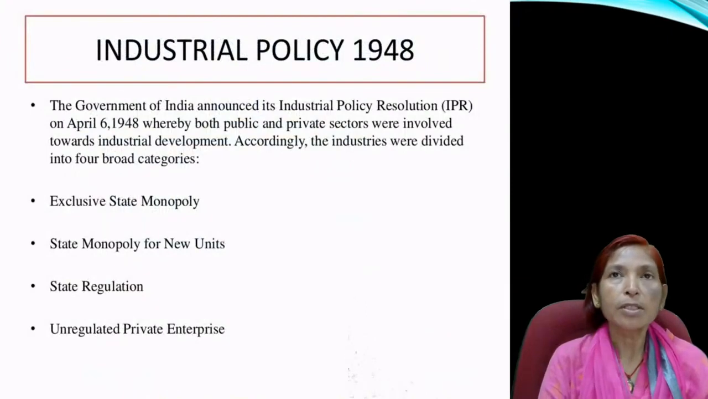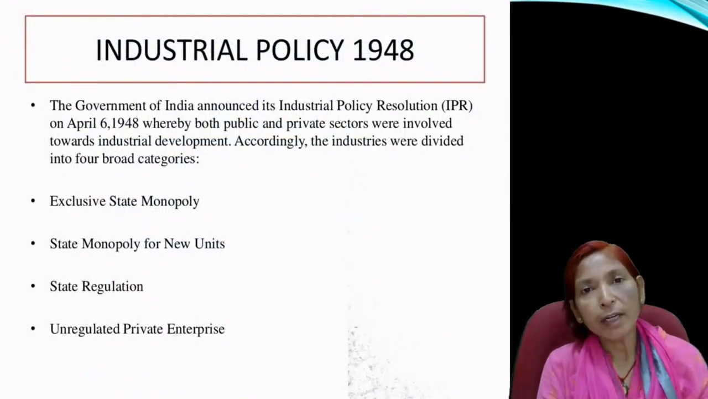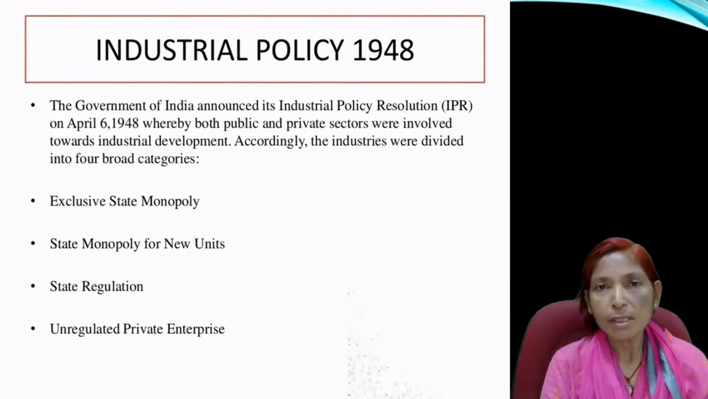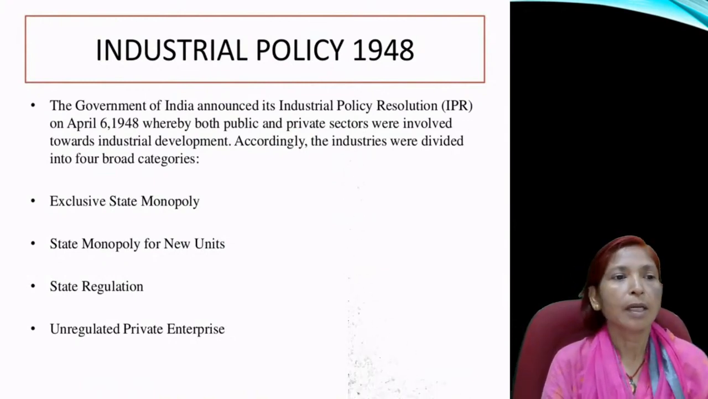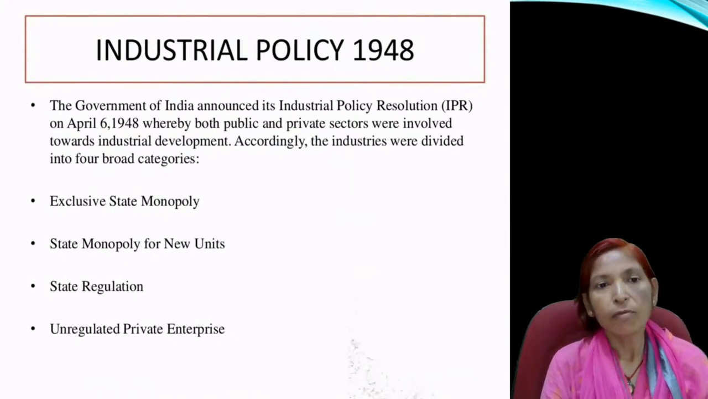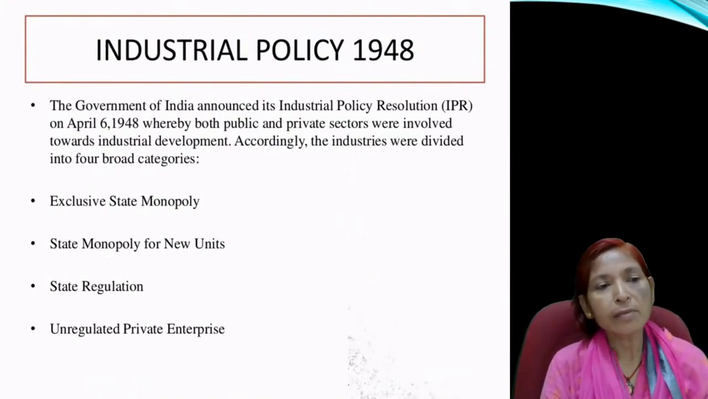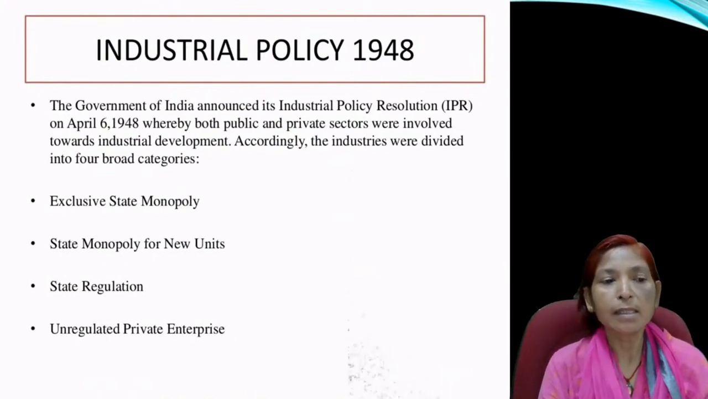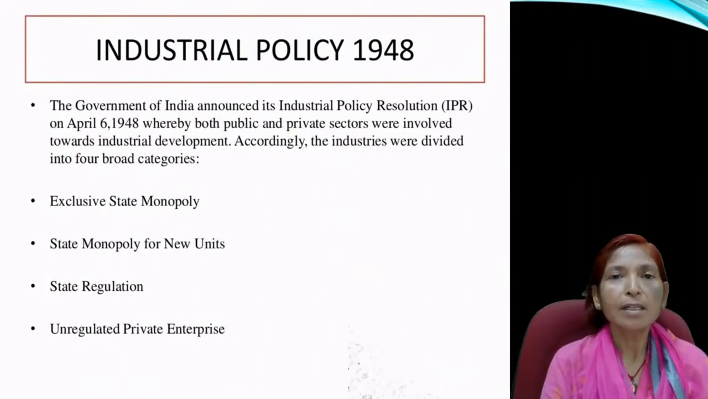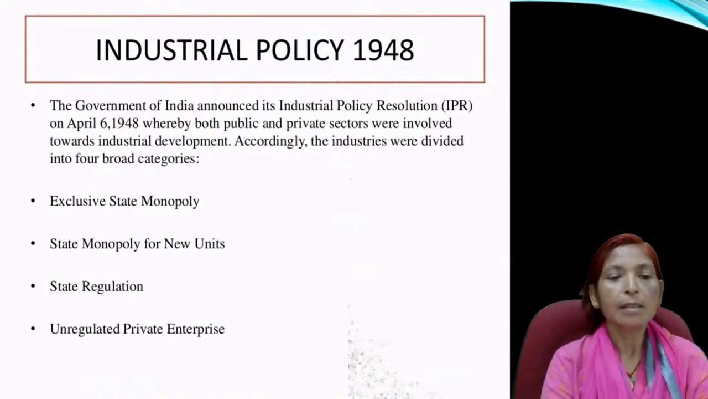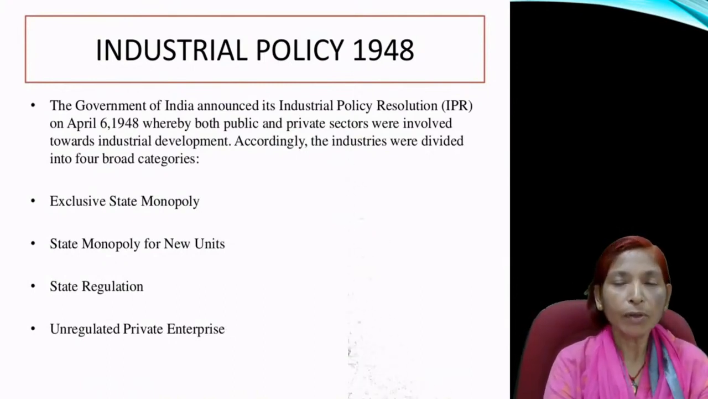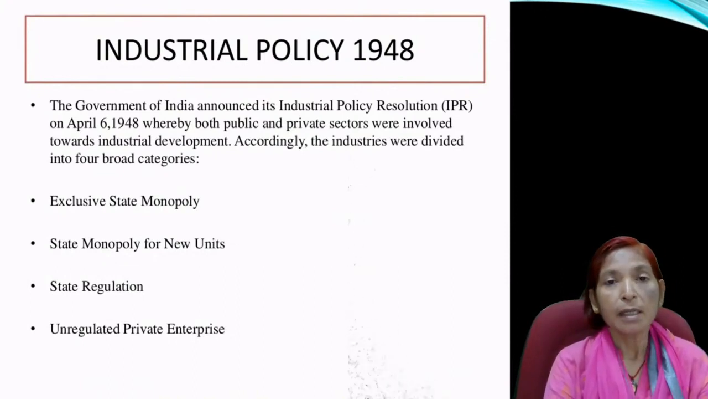Now next is Industrial Policy of 1948. The Government of India announced first industrial policy resolution on 6th April 1948, whereby both public and private sector were involved towards industrial development. Accordingly, the industries were divided into four broad categories. One is exclusively state monopoly. Second is state monopoly for new units.